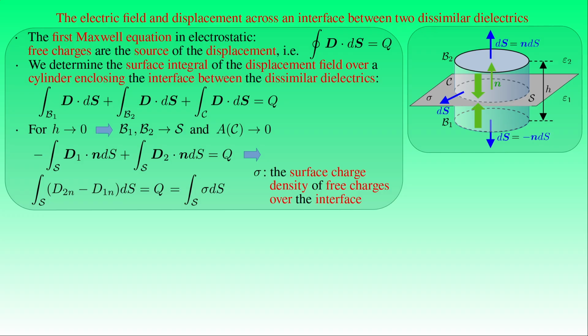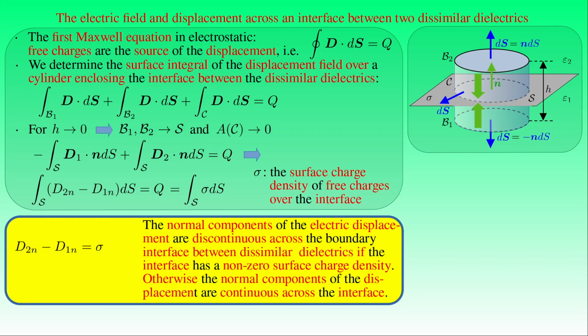Because the choice of the cylinder, that is the surface S of its intersection with the plane approximating the boundary interface in a small vicinity, is arbitrary, the integrands in the two sides of the equation must be equal to each other. Then we conclude that the difference between the normal components of the electric displacement fields D2 and D1 on the opposite sides of the boundary interface must be equal to the surface charge density sigma over the interface, that is, the normal components of the displacement field are discontinuous across the boundary interface between two dissimilar dielectric materials, and the surface charge density is the measure of this discontinuity or jump in the displacement field across the interface.